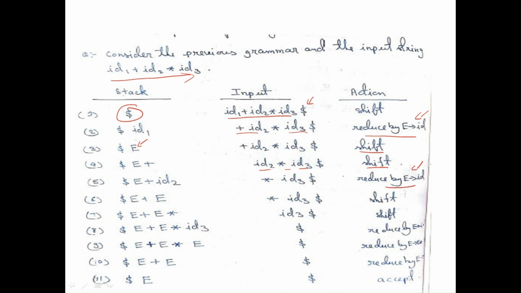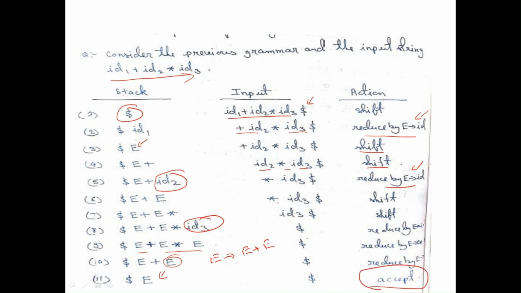E is rewritten as ID. So this portion ID2 is being replaced by E. Again shifting is done. Again shifting is done. Reduction is done. So we are getting E plus E into E. Again reduction is done. Reduced by E is rewritten as E multiplied by E. So this is reduced to E. Again reduction. E is rewritten as E plus E. So we are getting this configuration $E, the input string has already been exhausted. So in this way we are going to accept.